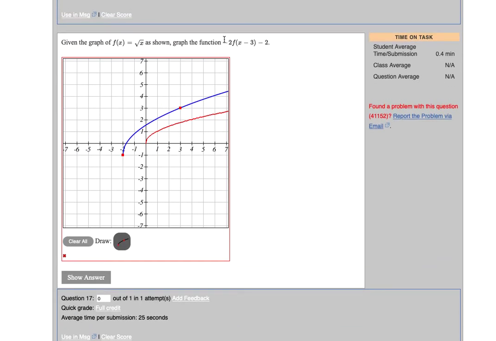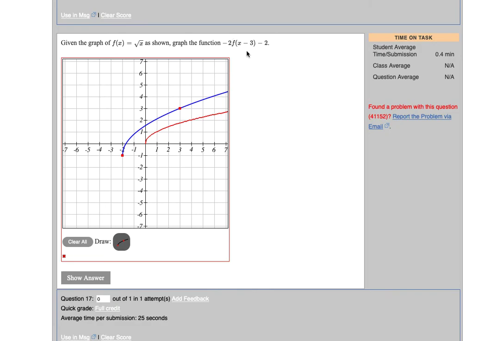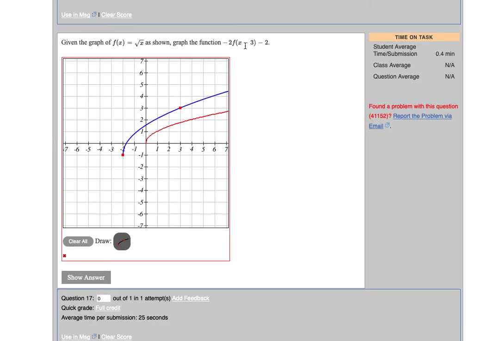Okay, so this one has a negative 2 in front, so we're going to stretch by a factor of 2 and reflect it. Minus 3 inside means it's going to go right 3, and minus 2 outside means it's going to go down 2. So remember, this is your up down, this is your left right. That minus in front flips it about the x-axis, and the 2 is your stretch.